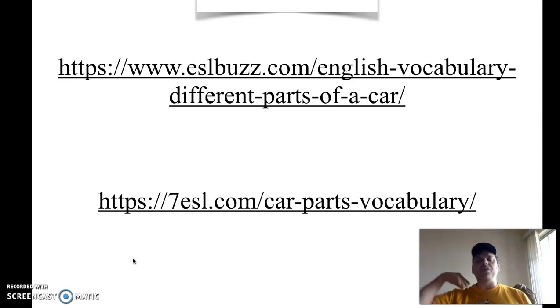Here are a couple links with all kinds of vocabulary related to the parts of the car. Check them out. Next time you're in the car, think about the vocabulary you learned today and think about, do I know what this part is called?